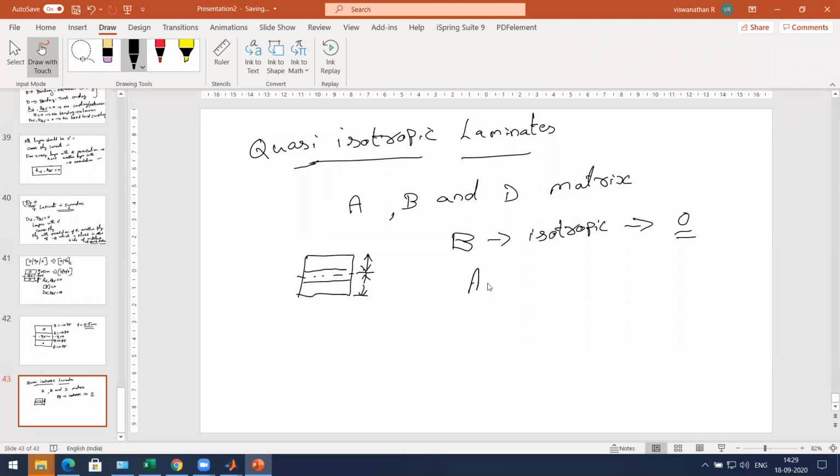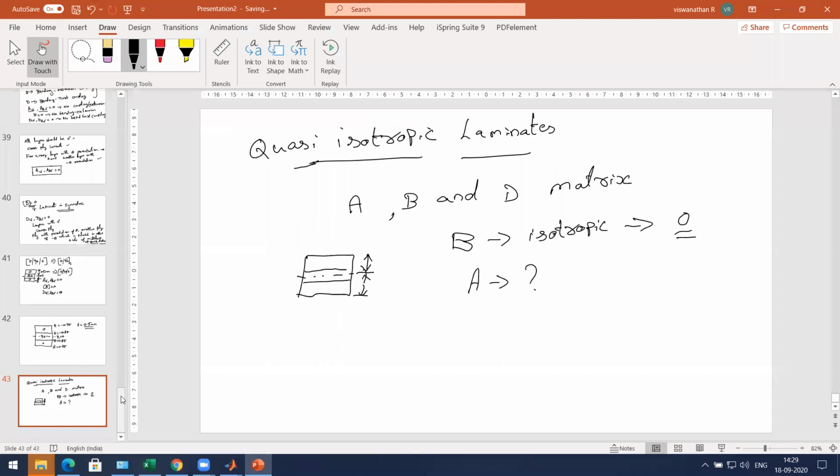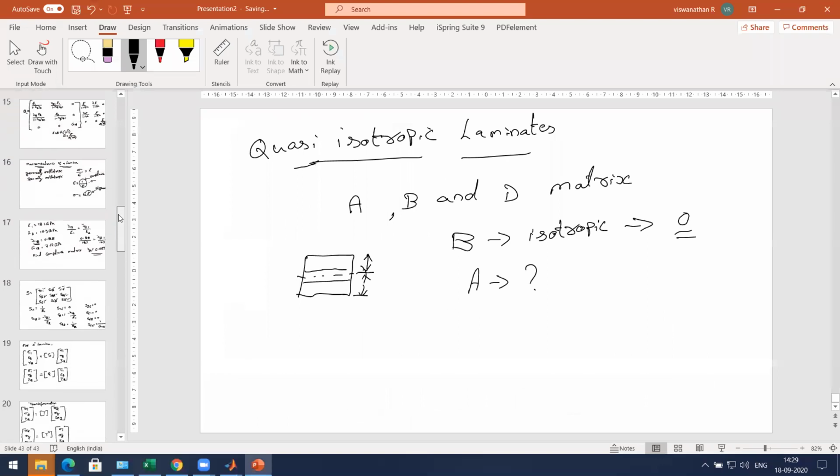Okay. What about the A matrix? For calculating the A matrix, what did we do? We use the formula: the transformed reduced stiffness matrix multiplied by h_k minus h_(k-1), which gives you the thickness of the layer. So Q bar multiplied by thickness is what you need to do to get the A matrix. We'll do this now for an isotropic material.